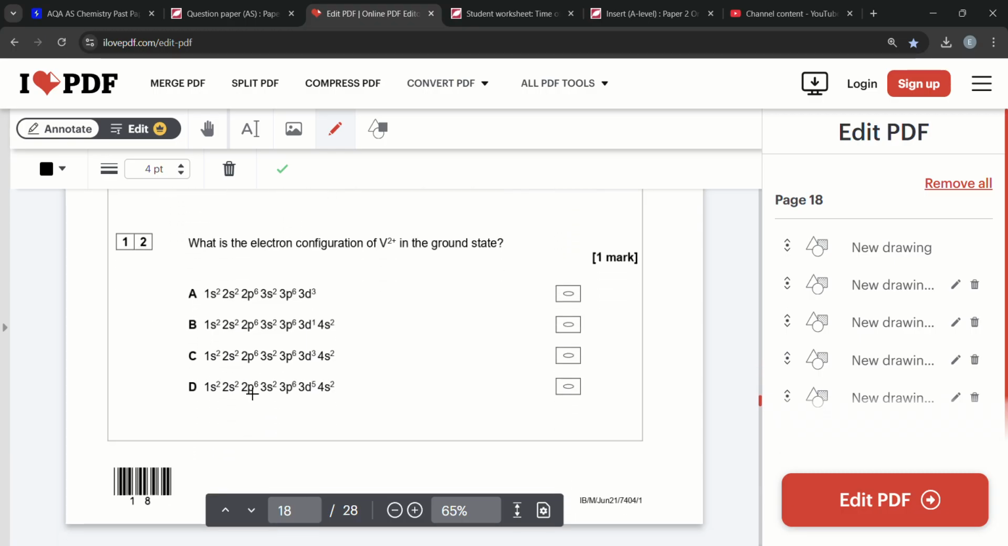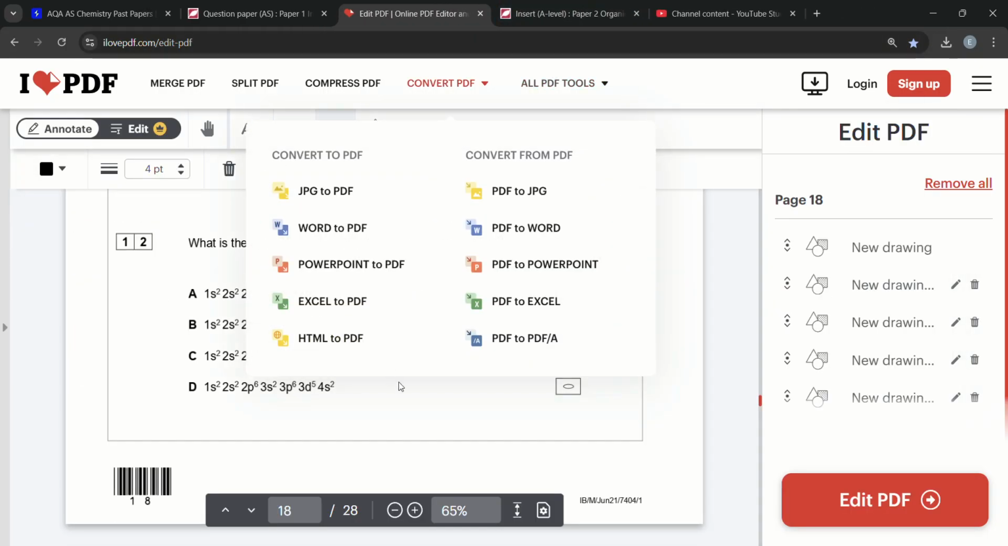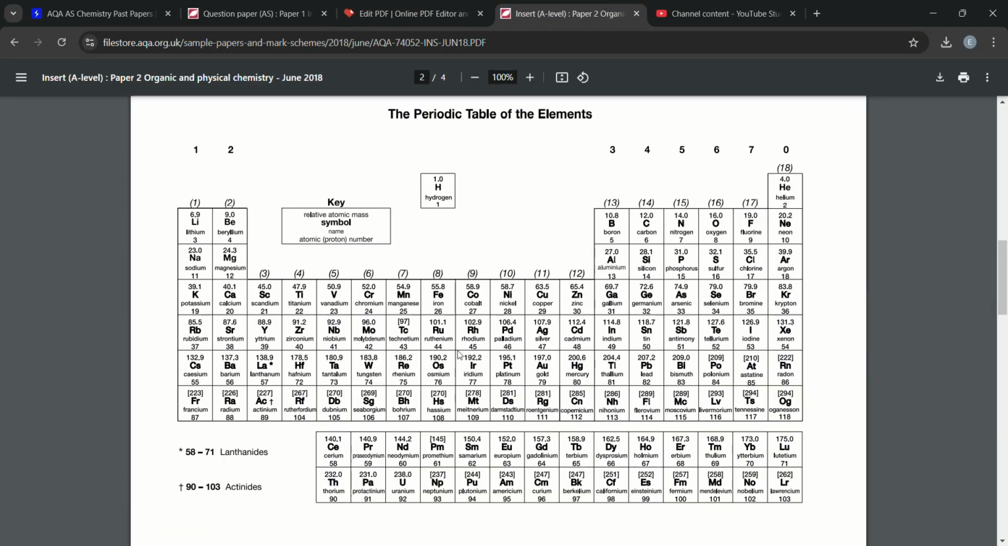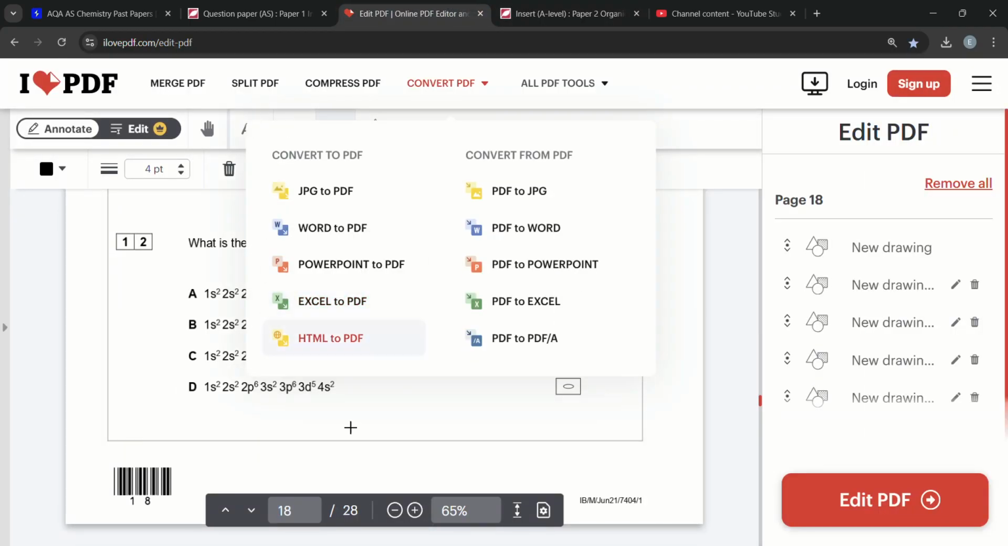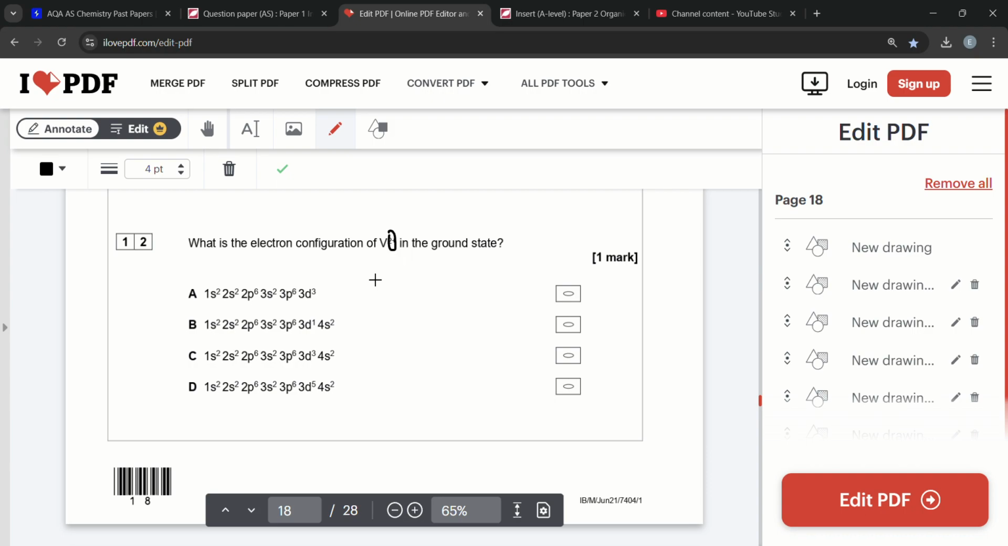What is the electron configuration of V2+ in the ground state? V2+. Vanadium has 23 electrons. But because it's got a 2+ charge, we're going to minus 2, so it's going to have 21 electrons. So that's just a little trick, but now I need to look at the options.